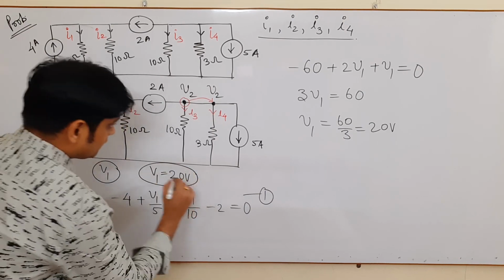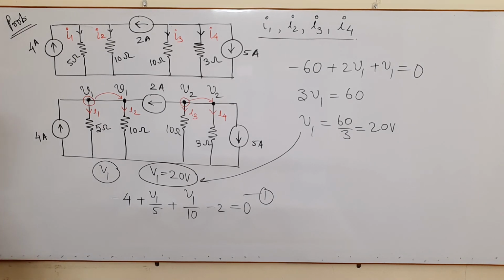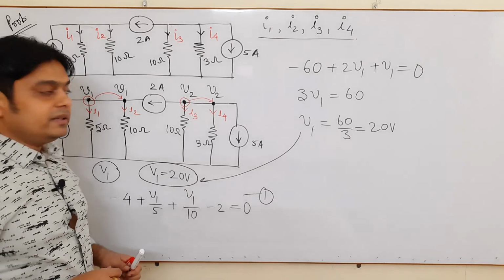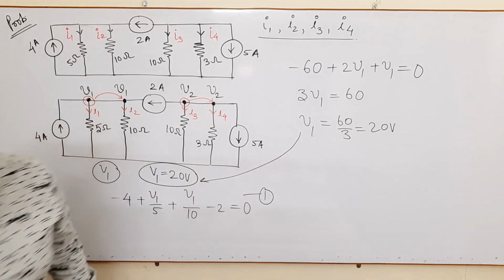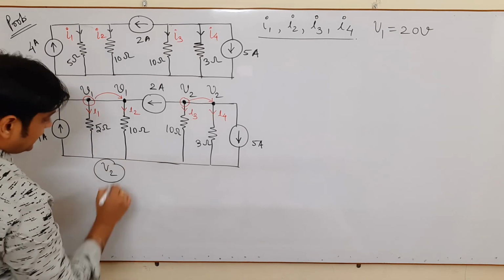So the value of V1 here comes to be 20 volt. This we have just now found from here. Okay, so this is the value of V1. Now similarly one can find the value of V2. Now at V2 again we are applying KCL.